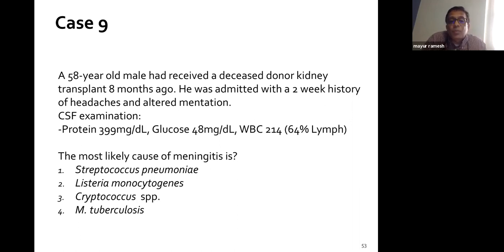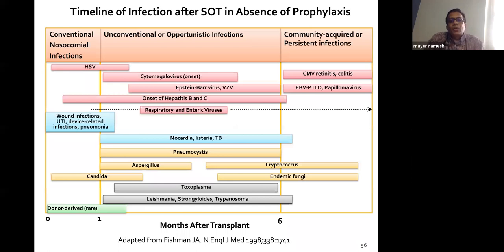Obviously strep pneumo is a much more aggressive meningitis, and predominantly you will see a neutrophilic process, and the glucose will be very low. What about listeria? Similarly, it's an acute meningitis. MTB can mimic a lot of things, but in this setting you don't want to miss cryptococcus.